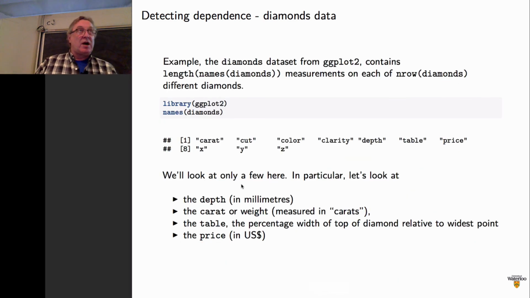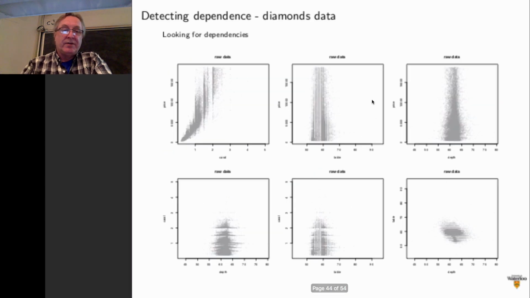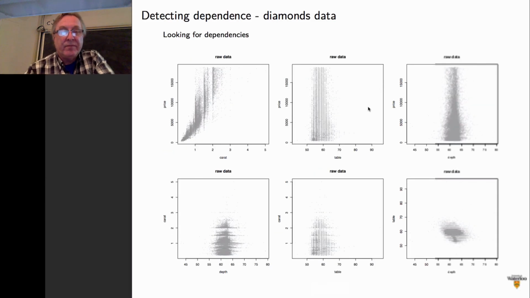So let's look at a more complicated data set. Here's the diamonds. It happens to have lots of measurements: the depth of the diamond, the carat or weight, the measure of the percentage of width of the top of the diamond, and the price in US dollars. So I've got a bunch of different variables here. So this is price versus carat. There's about 50,000 observations here.